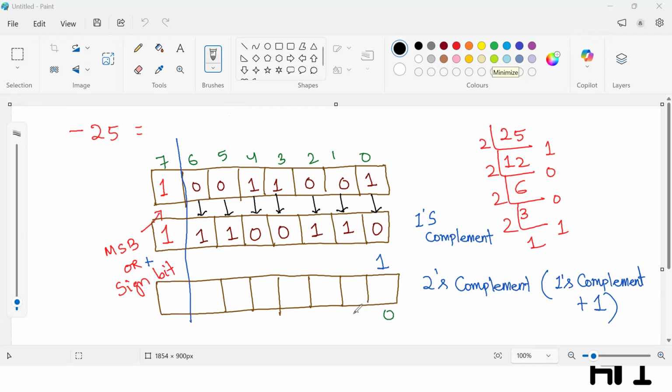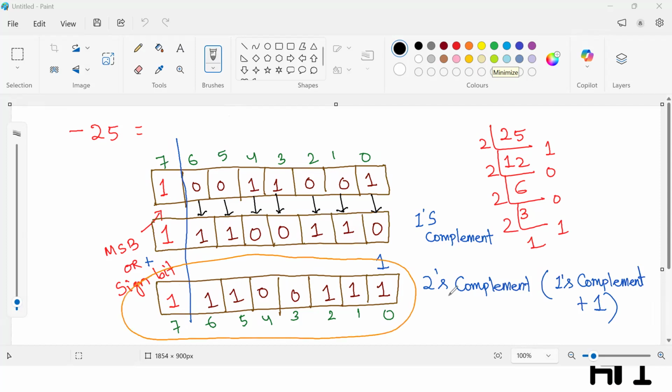So let me write down the index also. Okay. So 0 plus 1 will become 1. The rest of the bits will be as it is. Sign bit as it is, 1. Okay. So this particular value, whatever you are converting to 2s complement, this is minus 25.